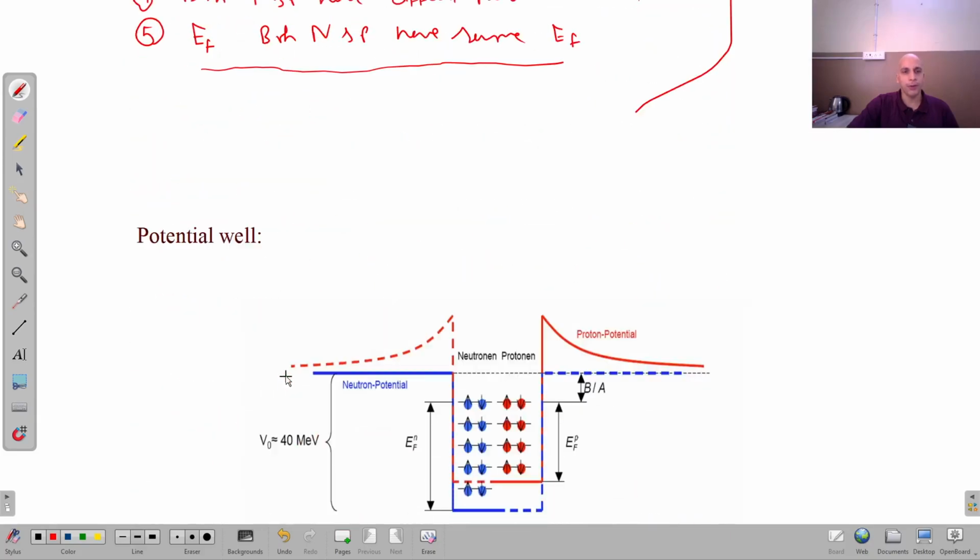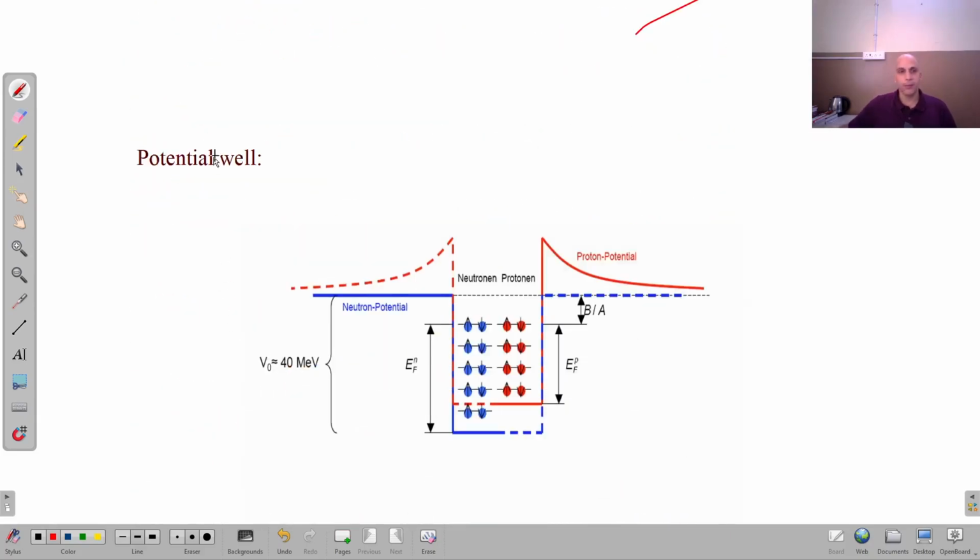Now I am showing you the potential well. You can see here the potential well, right? As I told you, both neutron and proton, right? This is the neutron, and this is the proton. Proton potential well, and this is the neutron potential well. Now you can see the neutron potential well is deeper than the proton potential well.